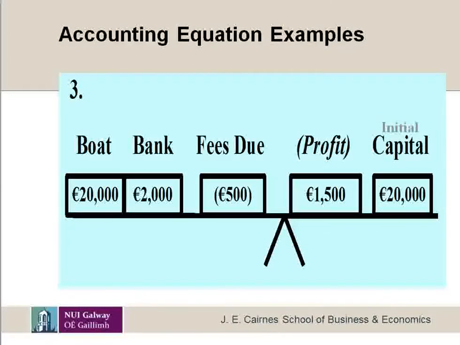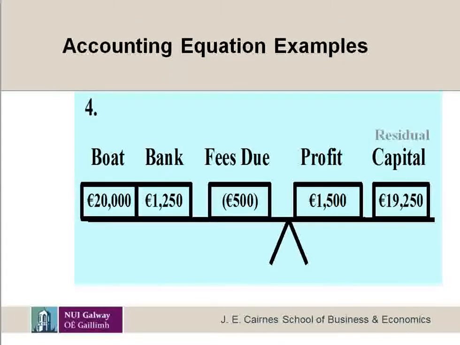Brian then has berthing fees, which he doesn't pay. So naturally, because they're unpaid, they're a liability to the business. So as you can see, our assets of the boat and the bank remain unchanged. We now have a liability of 500 euro, and our profit has decreased by 500 euro. And our equation is still in balance because our assets minus our liabilities is equal to our ownership interest.